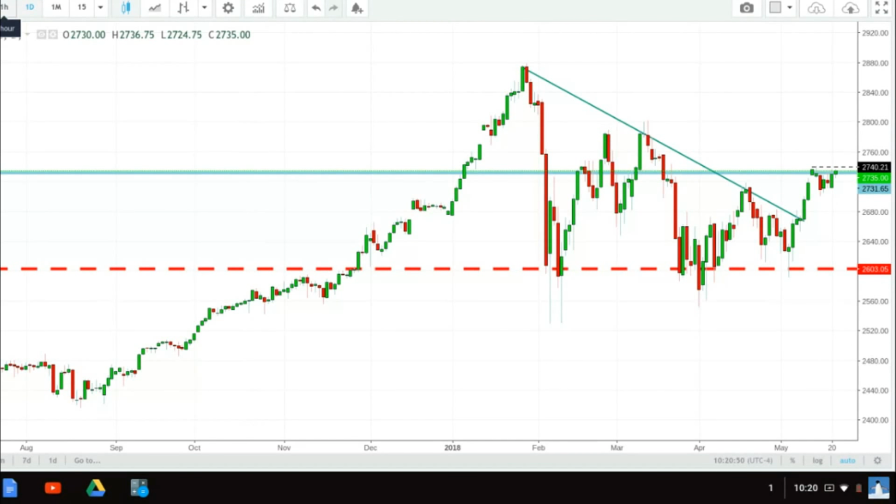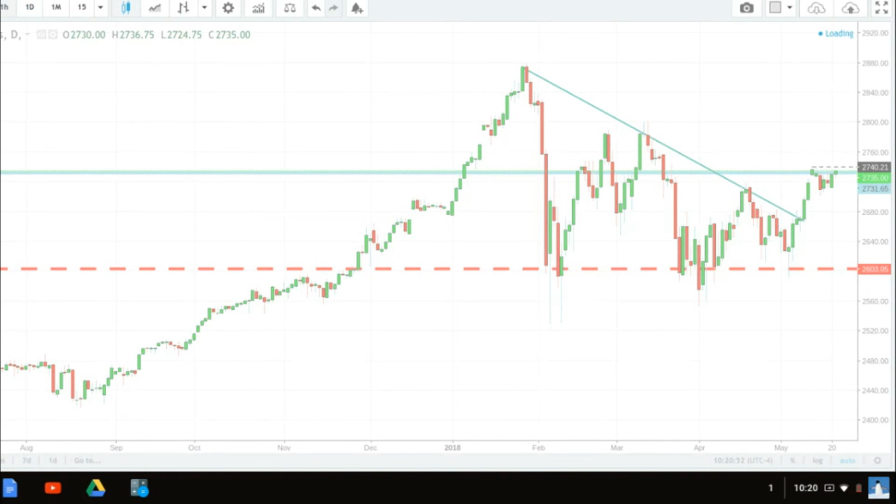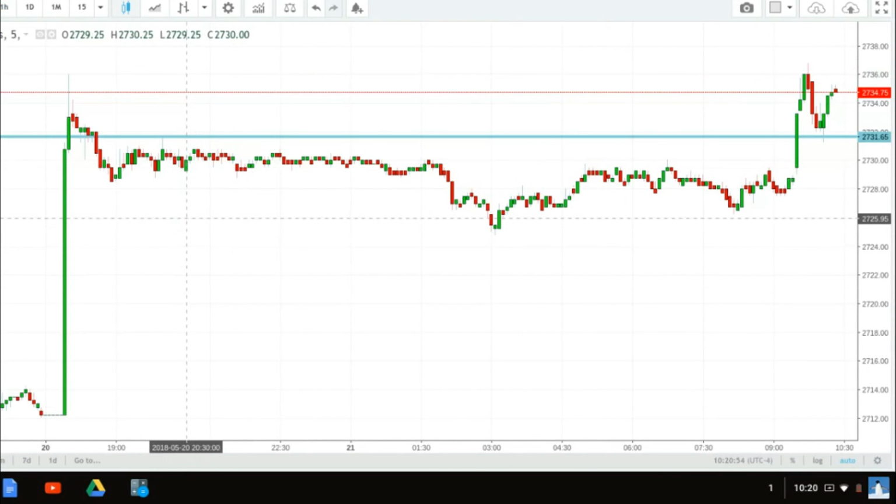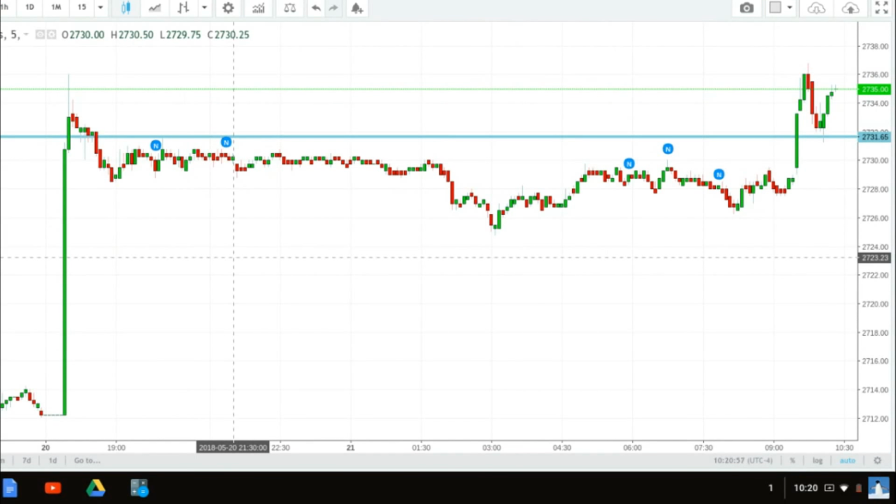Get some context with the daily chart year to date. Get some context with the hourly. But keep an eye on being able to execute here on the 5 minute. These time frames tend to smooth it out. We'll be sure to have a video up for that.